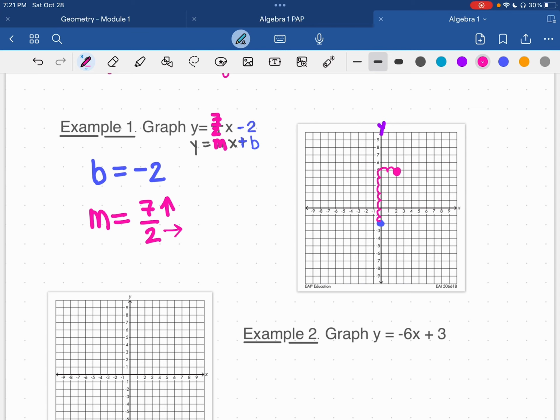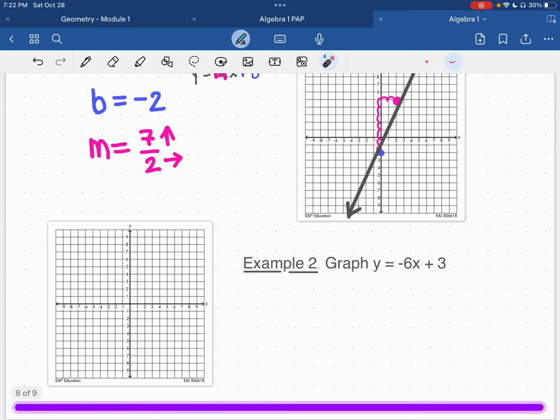I can repeat this process as many times as I'd like, but I only need 2 points to make my graph. So I'm going to grab my ruler and I'm going to do the best I can. There we go, to make my graph. It's customary that you put arrows on the end to show that the graph never stops going in an upward direction and never stops going in this direction as well. Let's go ahead and try another one.